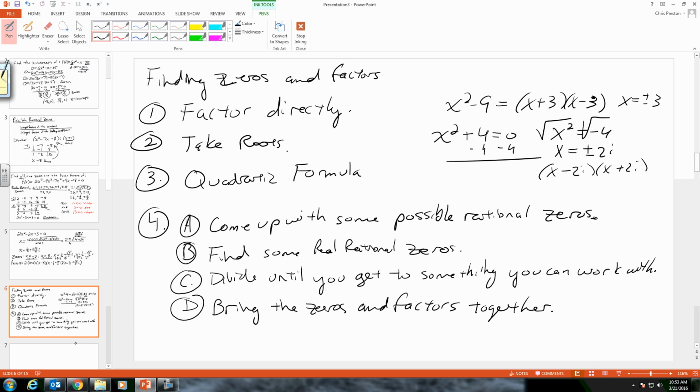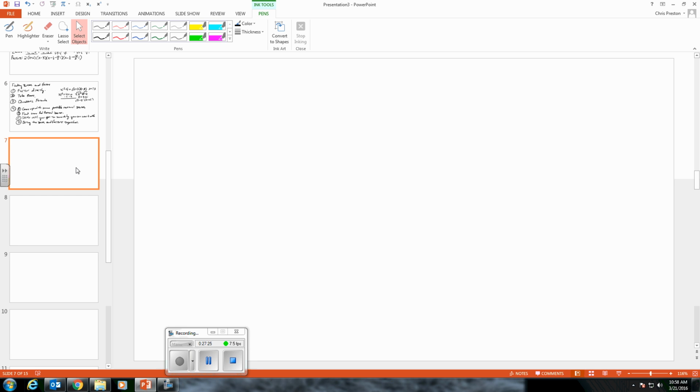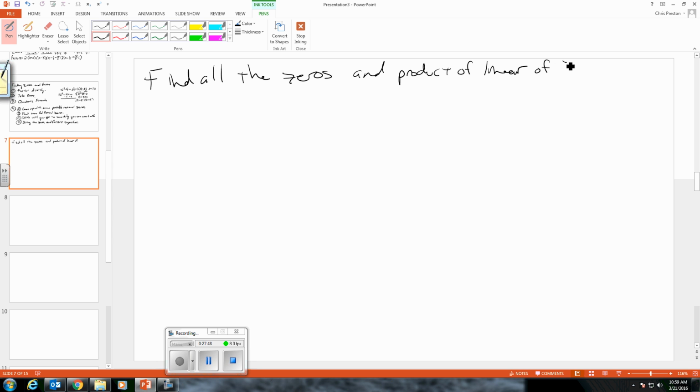All right, so let's look at here. Okay, so let me do one more problem. Kind of put this together here. All right. So say, find all the zeros. Product of linear factors. Called linear factors because x has the power of 1.